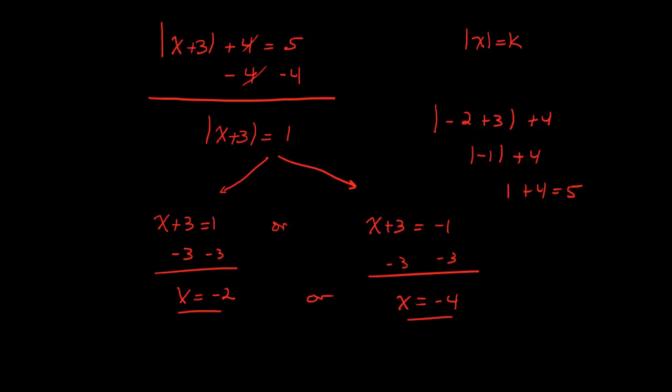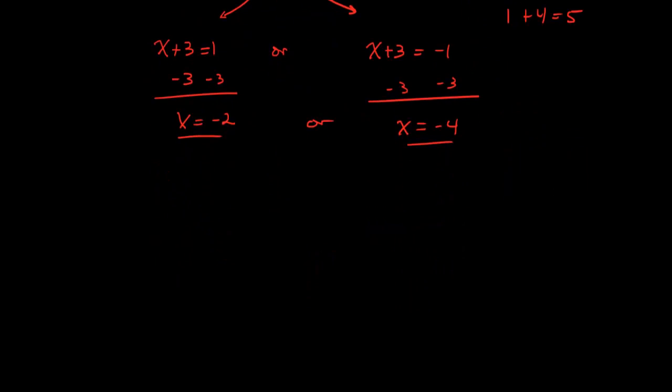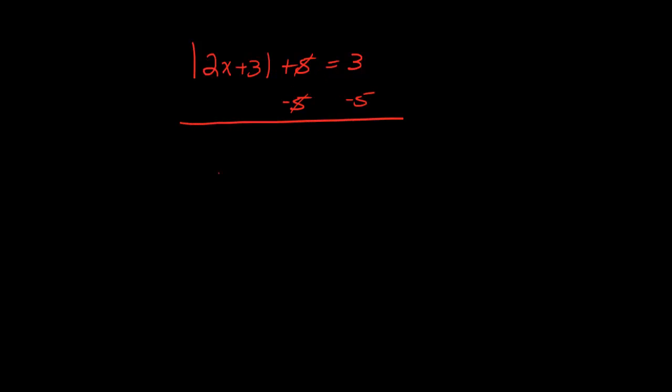Okay, let's go ahead and try another example, and I don't mind if you pause the video in between these examples. It might be helpful. Let us try solving the absolute value of 2x plus 3, plus 5, is equal to 3. Okay, so let us go ahead and start this by subtracting 5 on both sides because we want to isolate that absolute value. And now we get the absolute value of 2x plus 3 is equal to -2.